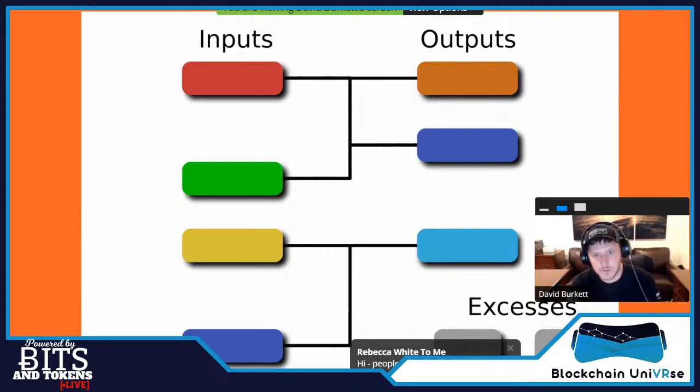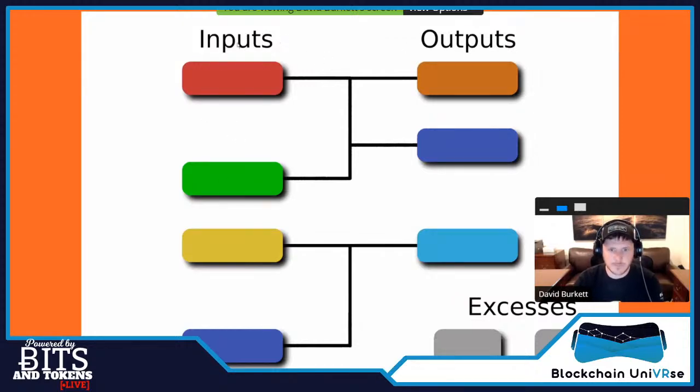So let's look at this. So these are 2 transactions here. You have the inputs on this side. These are the coins that are being spent. And in Mimblewimble, you don't know the amounts. You just see that there's coins being spent.